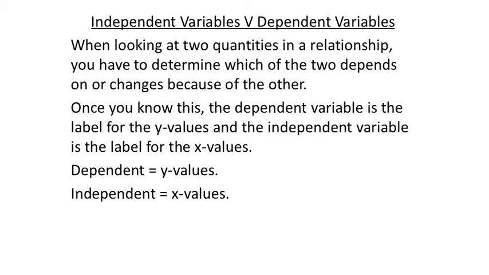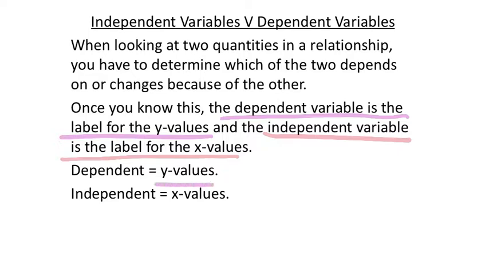So which one is changing because the other one is changing, okay? Because if it's independent, it just changes on its own. But if it's dependent, it will change because of something else, okay? And then once you know that, then you know which one's dependent, which one's independent. Now, when you look at the dependent variable, that is the y values. And once you know which one is independent, you know that represents your x values, okay? So yeah, dependent, y values, independent, x values. See that?